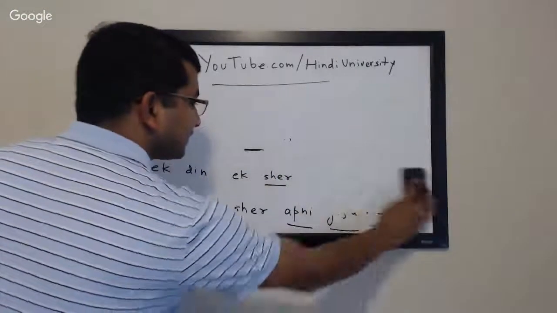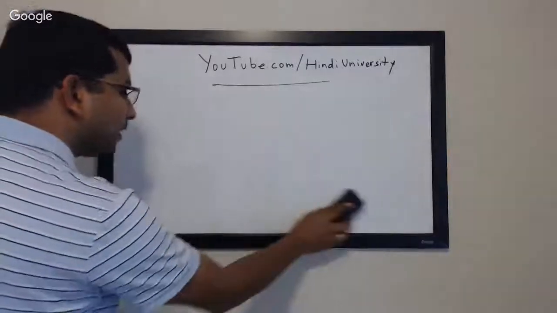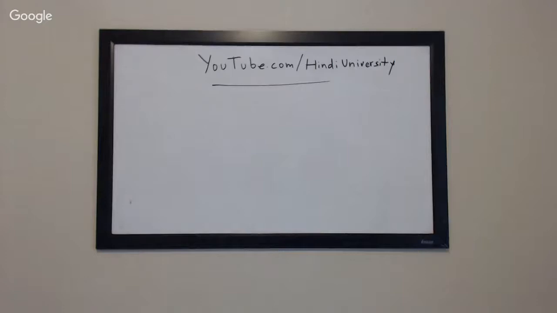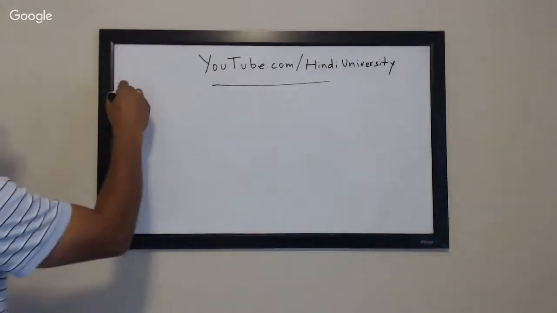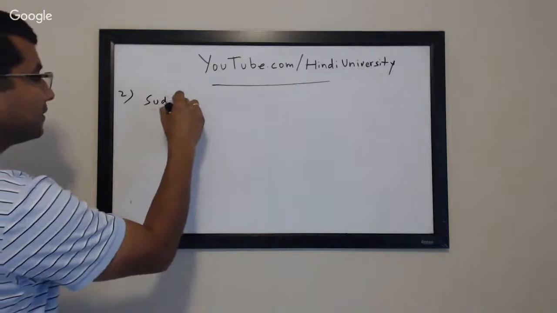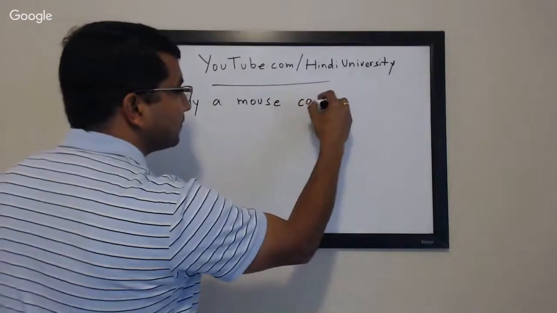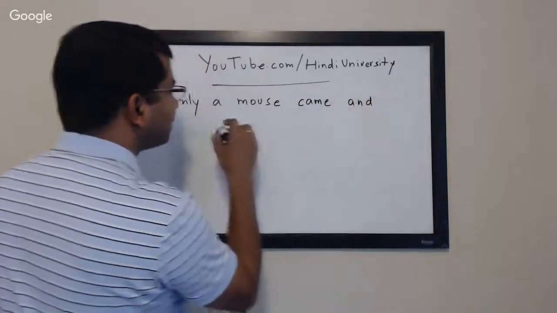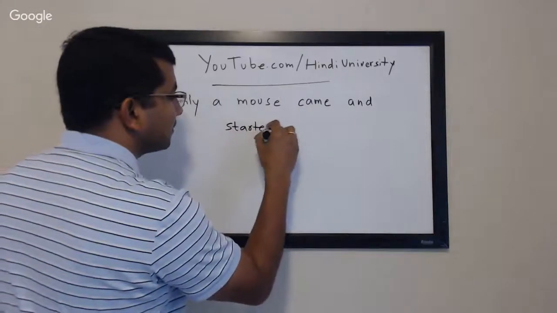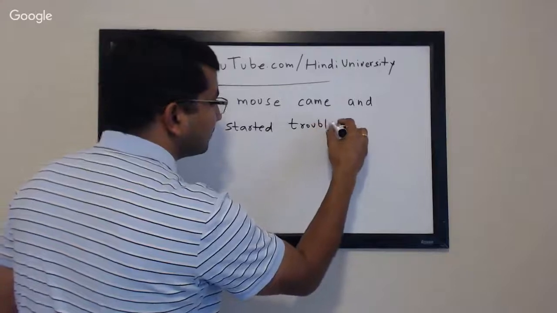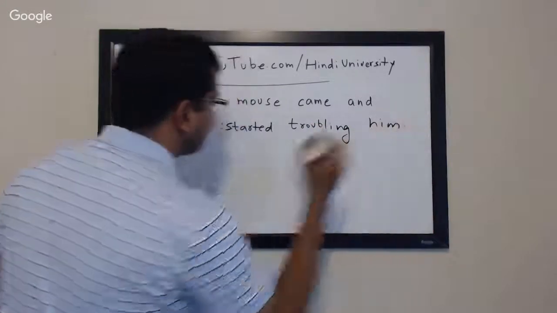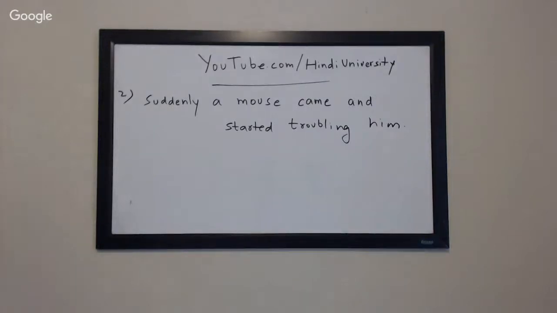So now the next sentence in this case, and for those of you who are advanced, feel free to write everything in the Devanagari script, and I'll be glad to review it for you. Okay, so let's keep going. The second sentence I have in this case is, suddenly a mouse came and started troubling him. Okay, suddenly a mouse came and started troubling him.